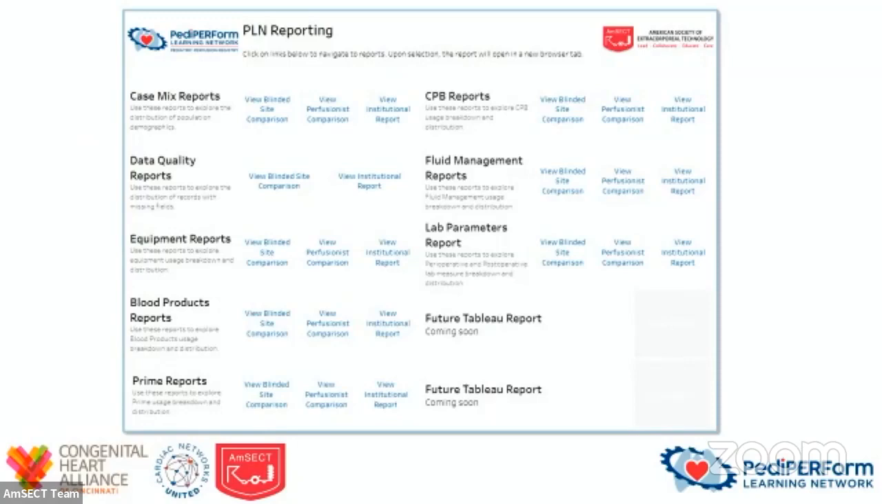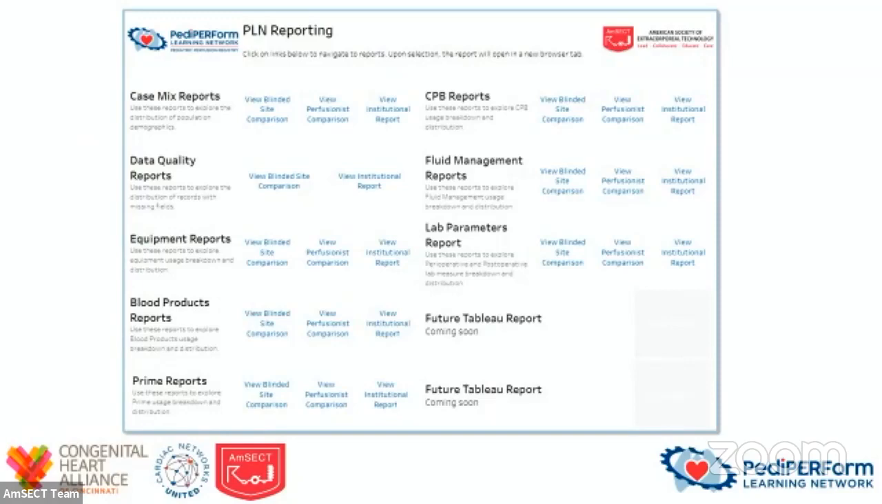To begin with, we've got just the basics with the case mix report, that's demographics, how many cases were done, that sort of thing, equipment usage, data quality reports, which allow you to look at those records and make sure that all of the records that you think should be in the system are in there. So that's just a way to make sure that we're tracking all the records that we should be tracking. We've also got below that, there's blood utilization reports and prime reports.